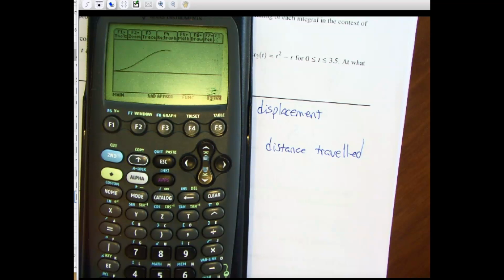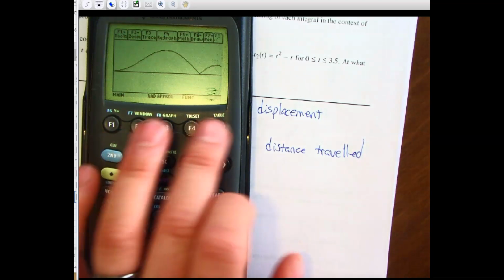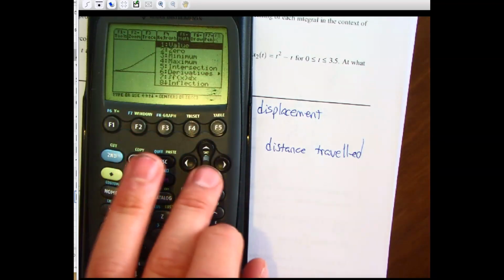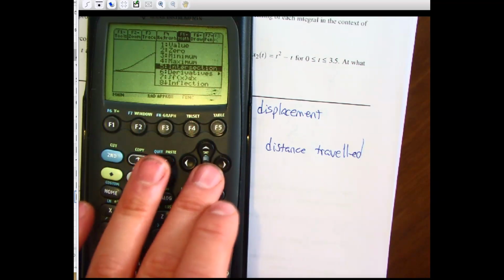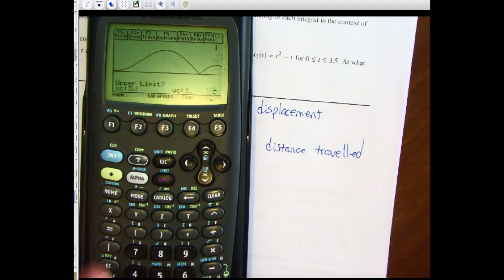So that absolute value makes all the y values positive, which will make the y value right here bounce back up off the axis. And if I integrate now, from 0 to 3.5, it's going to take a second because it's got to fill all that in.